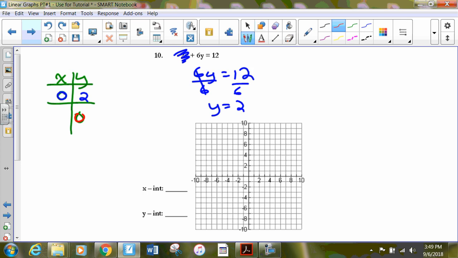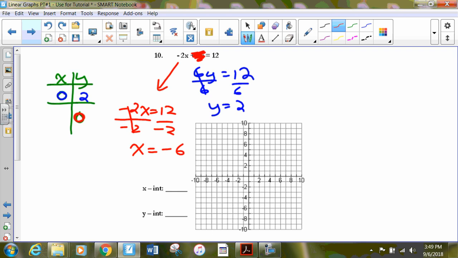When y is equal to 0, 6 times 0 is 0. That goes away. And all I have left is negative 2x equals 12. Divide both sides by negative 2. X equals negative 6. So this part tells me that one point is negative 6, 0, right? That's going to be on the x-axis. So that's my x-intercept. And then this part tells me 0, 2 is the point right here. That's my y-intercept is 2.